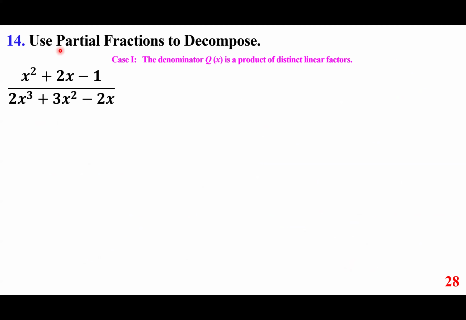Here's case 1. Use partial fractions to decompose x squared plus 2x minus 1 over 2x cubed plus 3x squared minus 2x. And the denominator, q of x, is a product of distinct linear factors. So the very first step is to factor the denominator. Obviously, I can get the x out. That's my first step. I get 2x squared plus 3x minus 2.